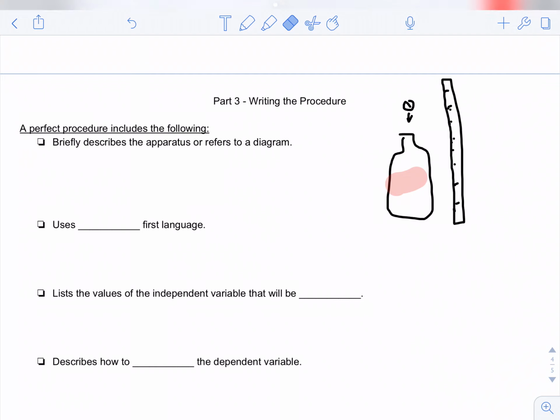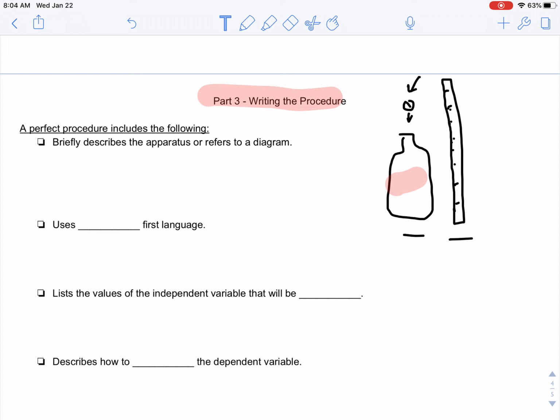All right, part 3, writing the procedure. So we've got this apparatus, this diagram here. We got a Coca-Cola bottle, and we have a ruler, and this is a Mentos. That's a candy. This is a horrible drawing. Hopefully you guys can draw better than I can. But that's my apparatus. And the first step in the procedure is going to briefly describe the apparatus.